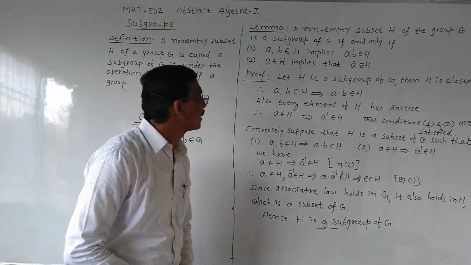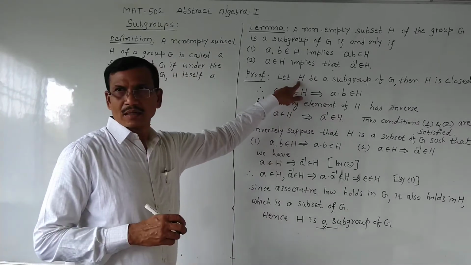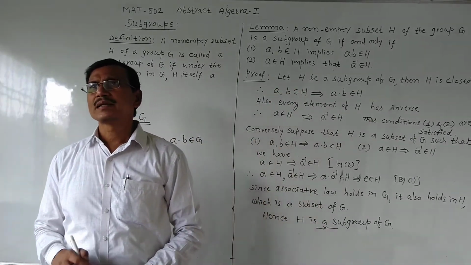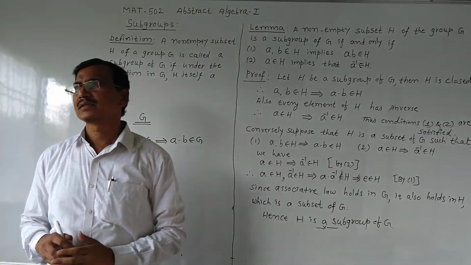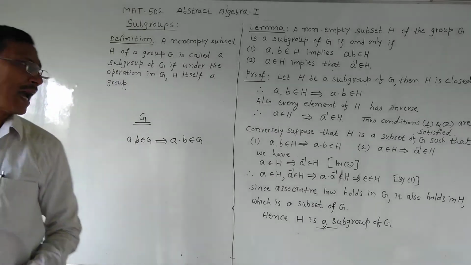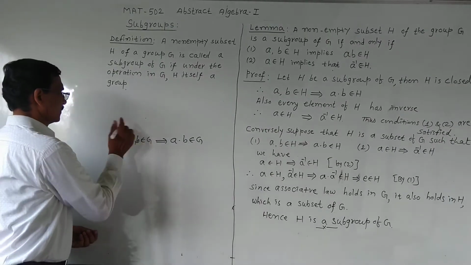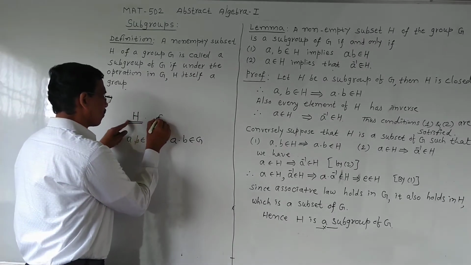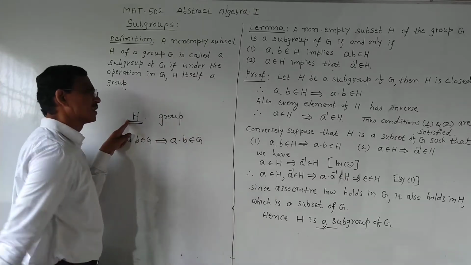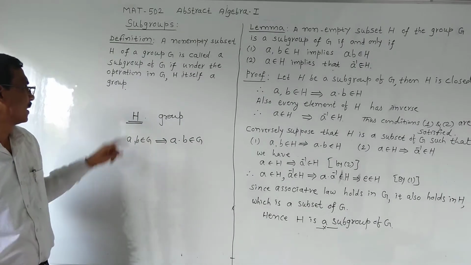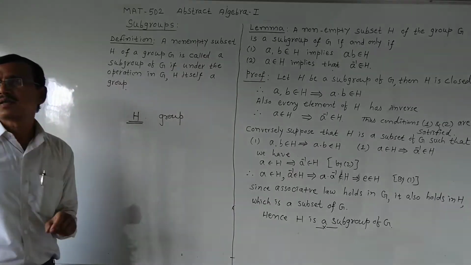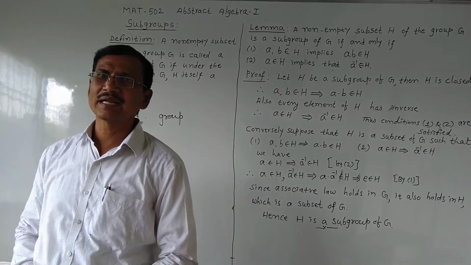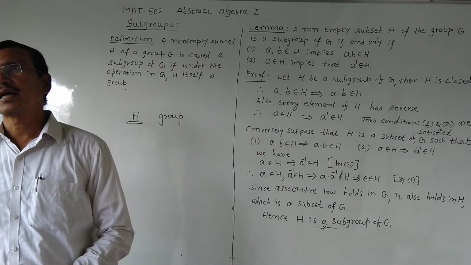Now here, at first we consider H is a subgroup of G. Then we have to prove that these two conditions are satisfied. As H is a subgroup of G, that means H itself is a group with respect to the same binary operation in G. As H is a group, the four conditions must be satisfied, that is closure property, associative property, existence of identity element and existence of inverse element.